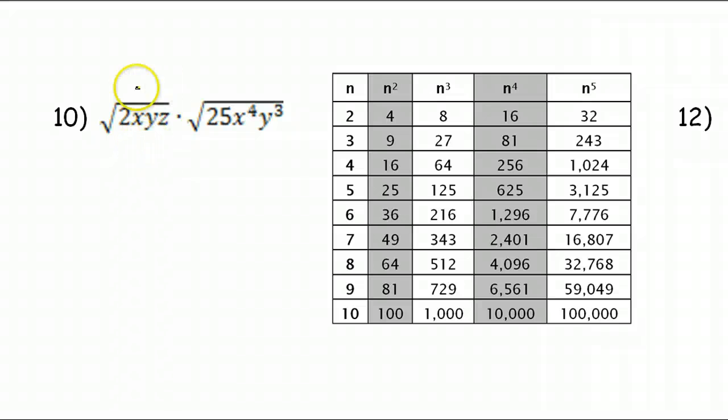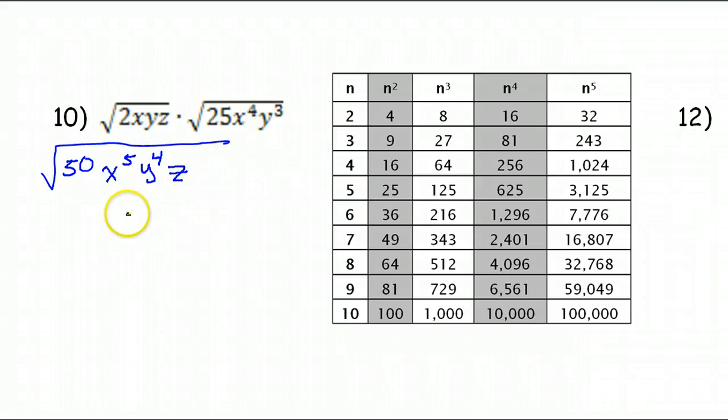Okay, number 10. These are both square roots, so I can go ahead and multiply these together. So I'm going to do that. 2 times 25 is 50. X times x to the 4th power is x to the 5th. Y times y to the 3rd power is y to the 4th power. And then I've got z. Okay. Now I'm going to break stuff up and simplify what I can.